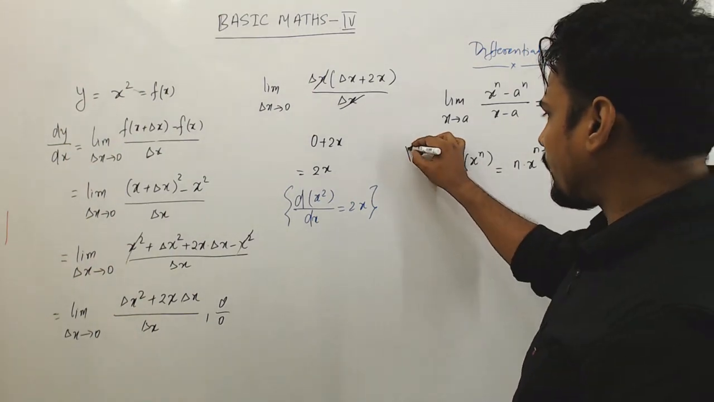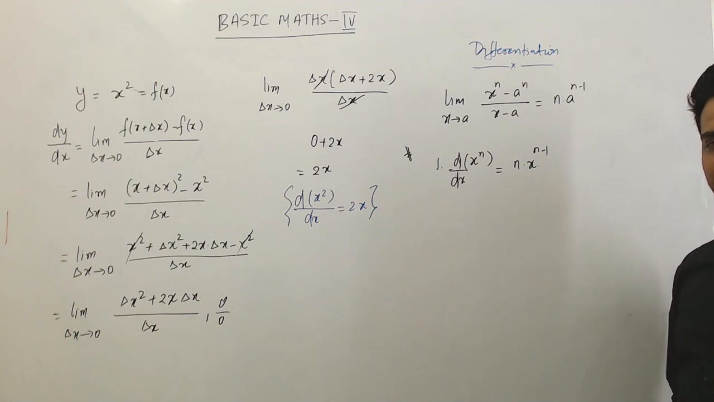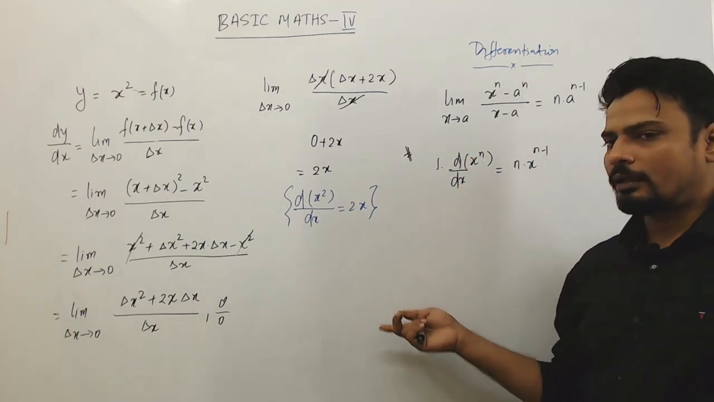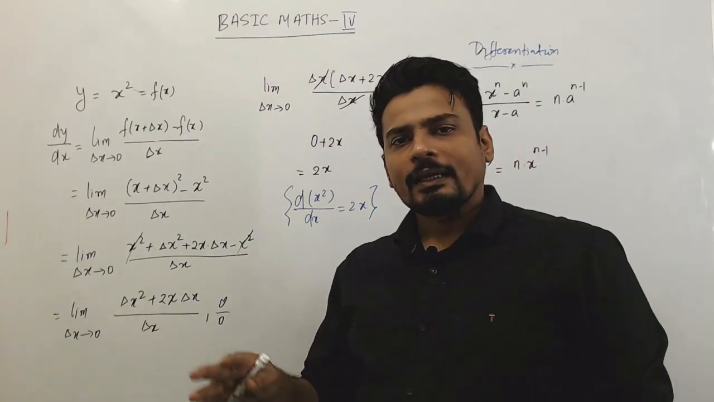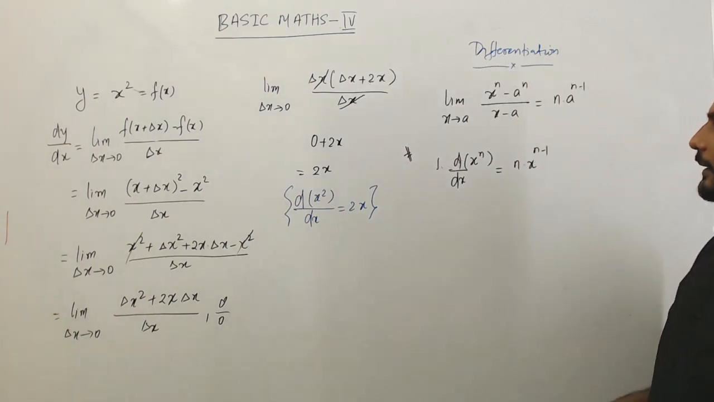So basically we have understood that differentiation is all about finding the rate of change of one with respect to another at a particular instant. So this is an instantaneous rate of change of a variable with respect to another variable.